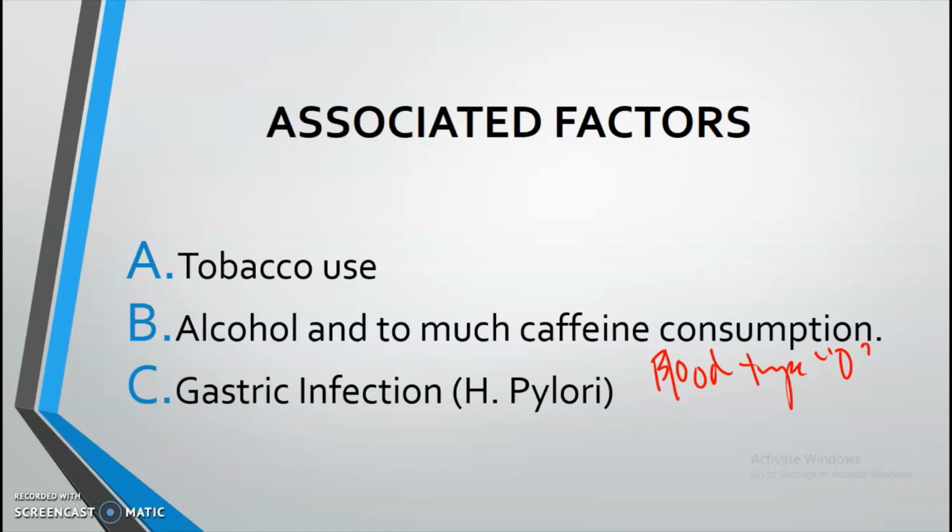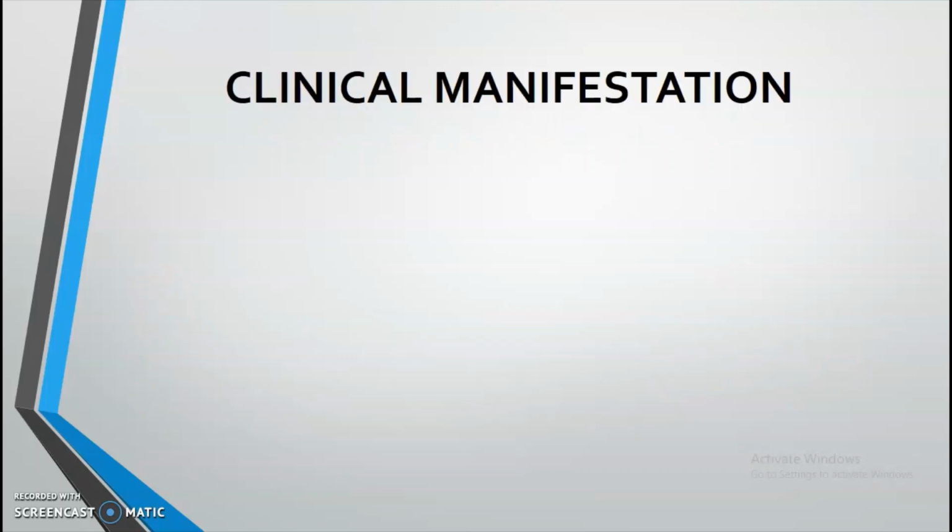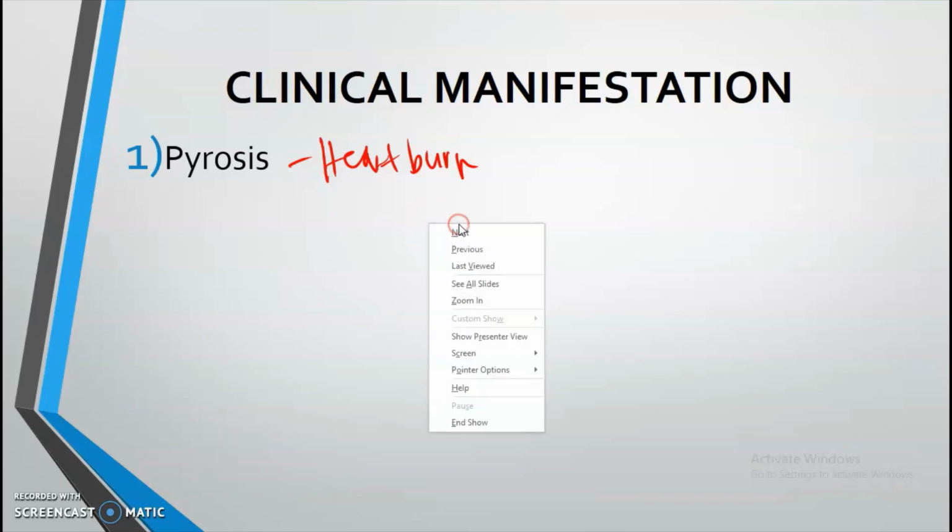Now, once this condition has occurred, these are the expected clinical manifestations. Number one, the patient may have pyrosis. When we talk about pyrosis, this is what is known as your heartburn. Your pyrosis or heartburn happens because of the reflux of the gastric content. Because of the reflux, it causes injury to the esophageal lining, causing a pain sensation, which is verbalized by the patient as heartburn. And the medical term for that is pyrosis.